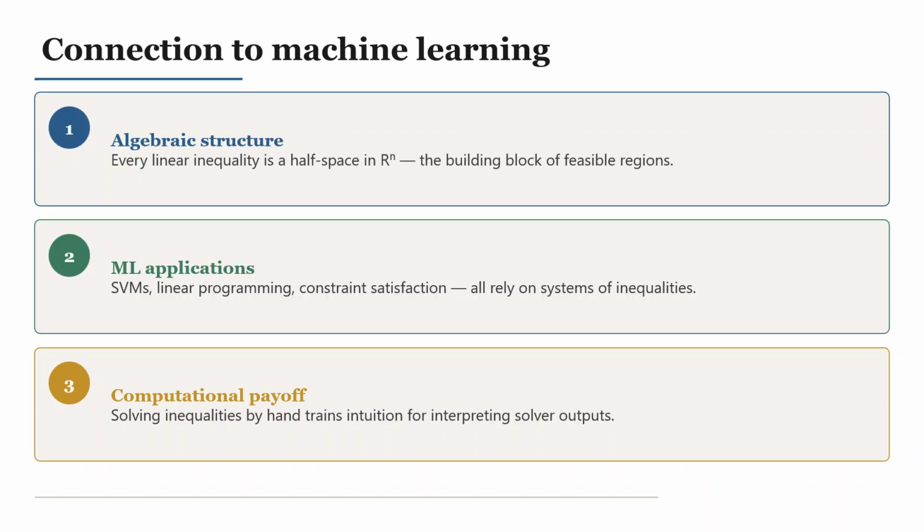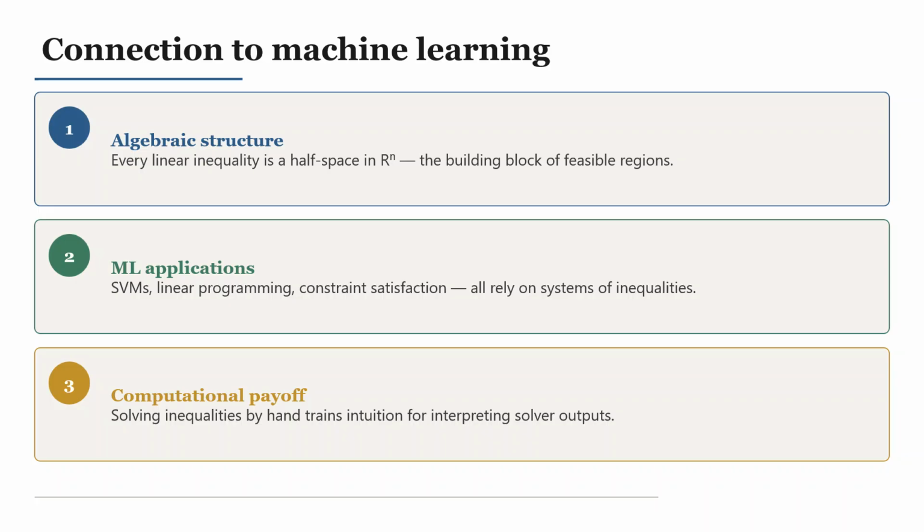3 reasons to care about inequalities beyond the quiz. 1. A single linear inequality cuts the number line, or the plane in 2 variables, or higher dimensional space, into a half region. Intersecting many of them produces a bounded convex feasible region, a polytope.